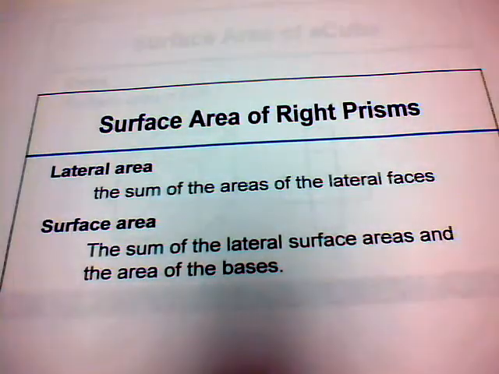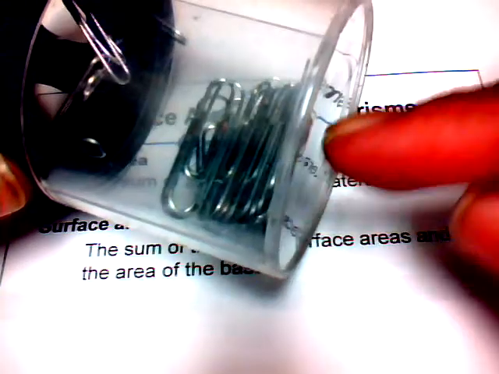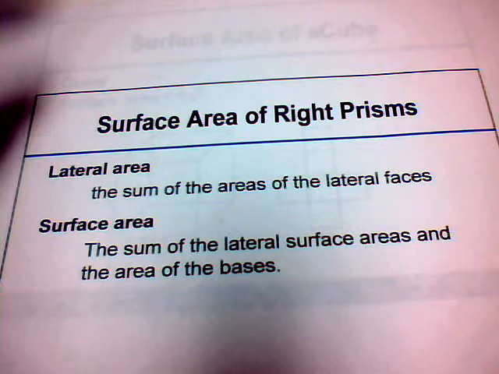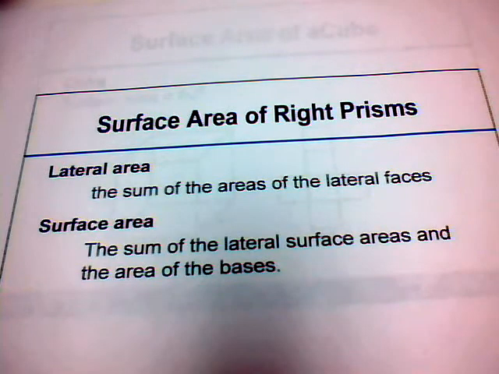The surface area is going to be the sum of the lateral surface areas and the area of the bases. So here, if this is the lateral surface area, then the top and the bottom represent the bases, because I'm getting the sum of the area of the bases along with the lateral surface area.